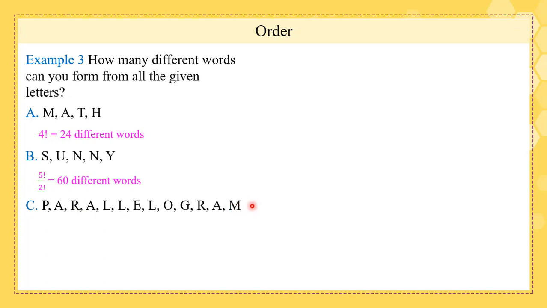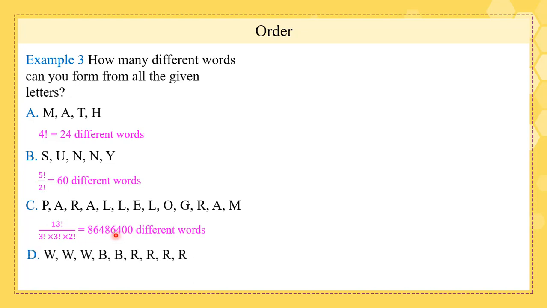While this is parallelogram, it contains 13 letters, and we have letter A is repeated 3 times, so we divide it by 3 factorial. Letter R is repeated twice, so we divide here by 2 factorial, and letter L is repeated 3 times, so we divide by 3 factorial, and this would be the number of different words. You see how huge is this number?